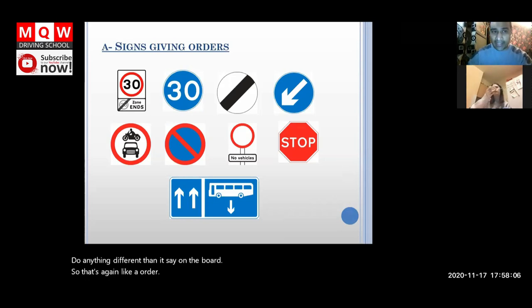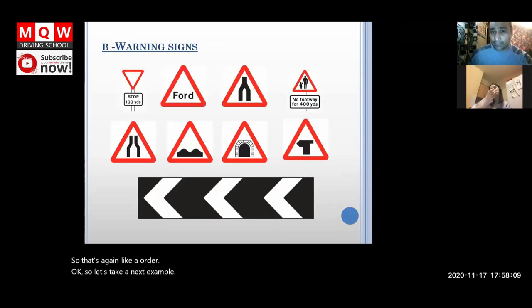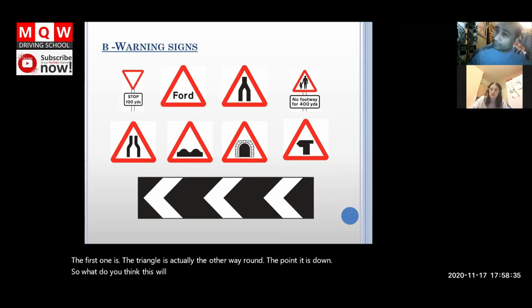Okay, so let's take the next example. Warning signs. Anything that comes under the triangle is your warning. What warning they are giving you is actually the picture in the triangle. So number one, the first one, the triangle is the other way around. The point is down. So what do you think this will be? You see them on the T junctions. So what sign is this then? They are the give way. So they are giving you the warning. Give way is coming up.